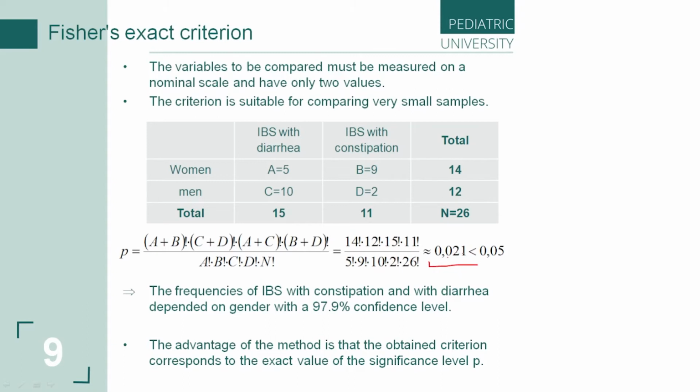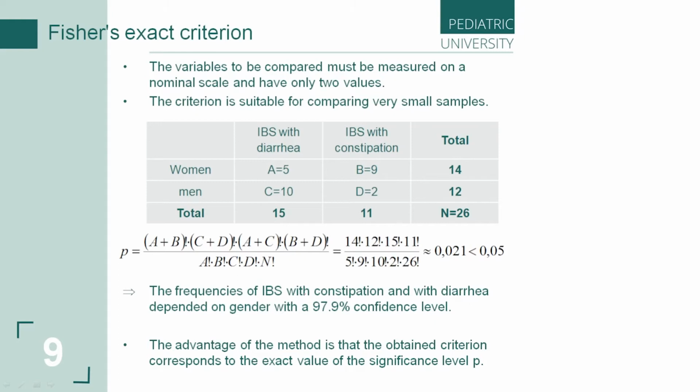So the result is the number 0.021. What happened? We can see that it's less than the accepted level of significance of 0.05. So we can conclude that the frequencies of irritable bowel syndrome with constipation and with diarrhea depend on gender with a 97.9% confidence level. The advantage of the method is that we can accurately calculate the value of the significance level.